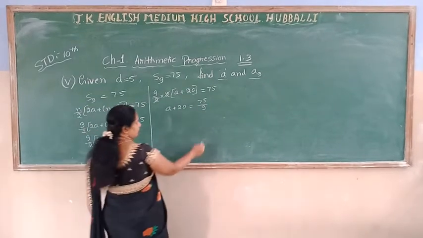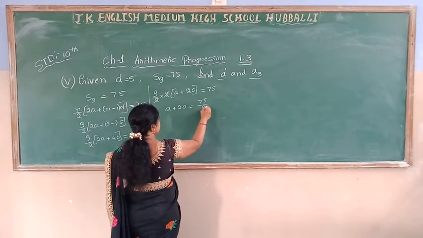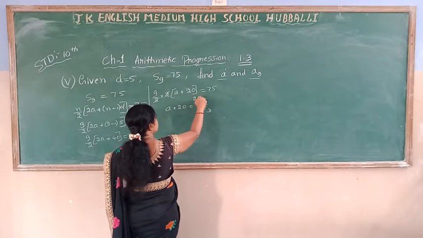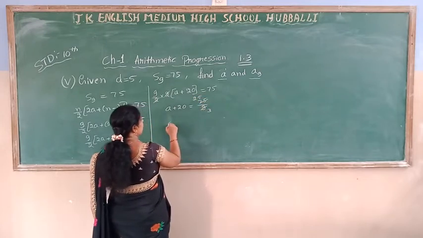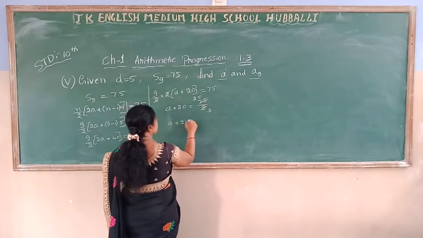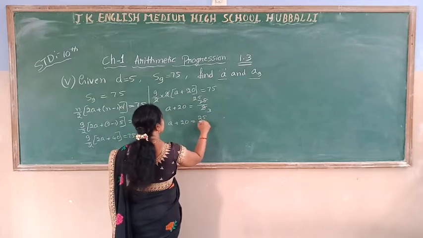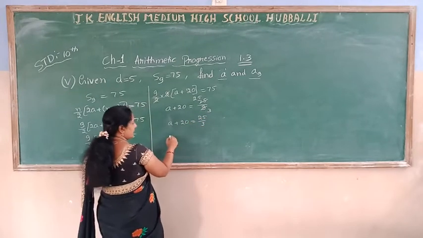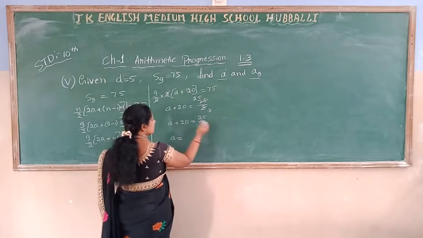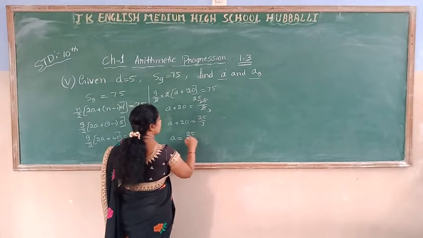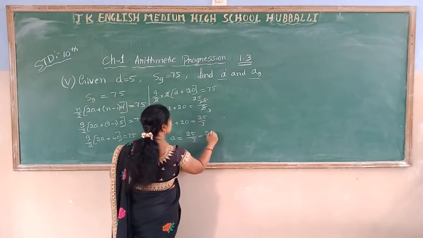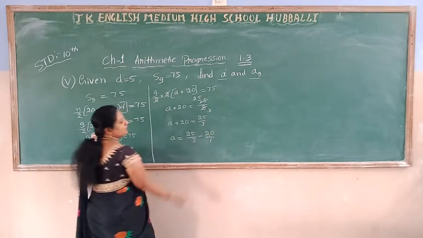So if you simplify, 3 3s are 9, 3 2s are 6, 3 5s are 15. So a plus 20 is equal to 25 by 3. Take the 20 aside: a is equal to 25 by 3 minus 20. Take LCM. No number means it is understood as 1.